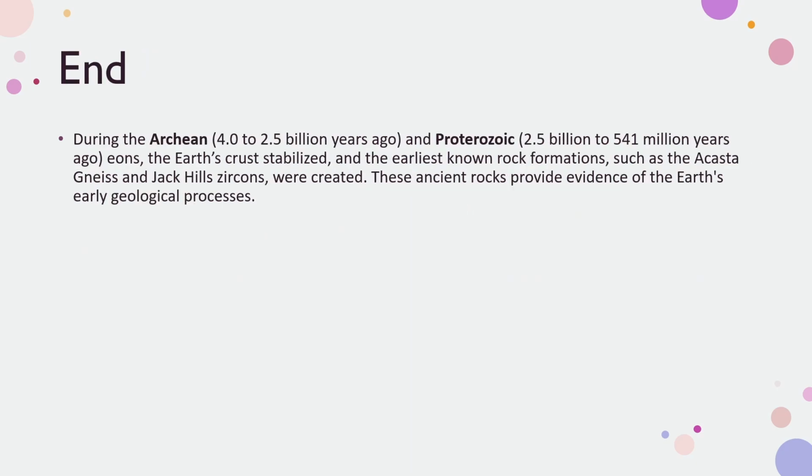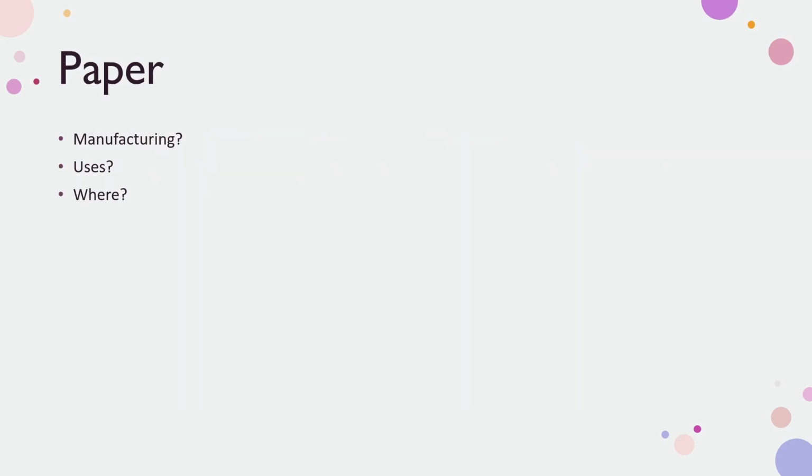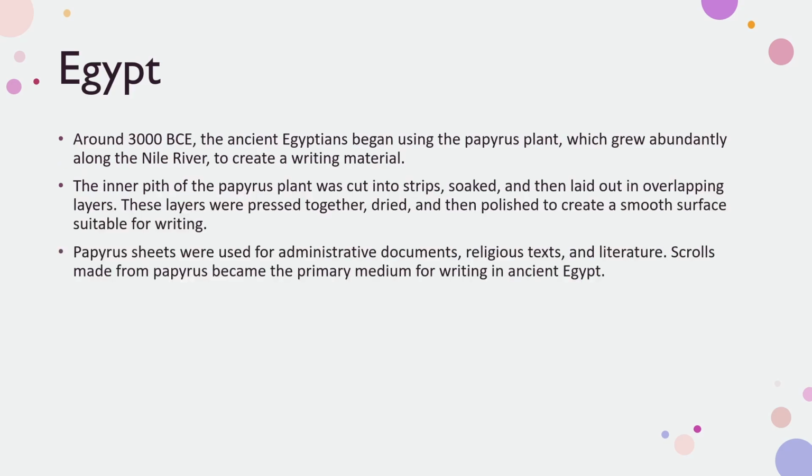During the Archean and Proterozoic eons, the Earth's crust stabilized, and the earliest known rock formations, such as the Acasta gneiss and Jack Hills zircons, were created. These ancient rocks provide evidence of the Earth's geological processes. And next, we're going to talk about paper, manufacturing, uses, where it was made, all that. And of course, we're going to start in ancient Egypt.